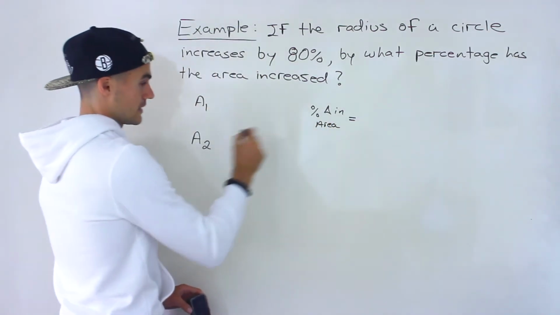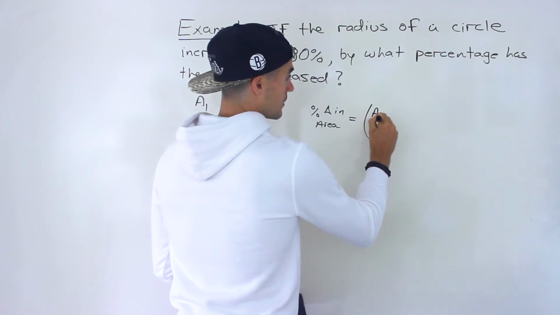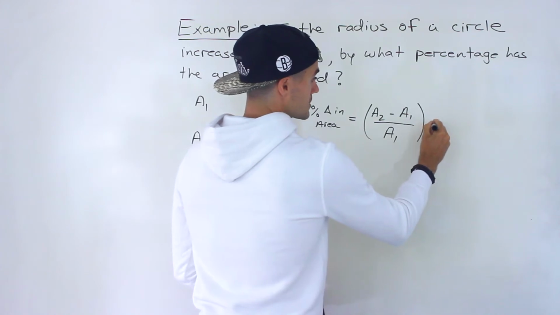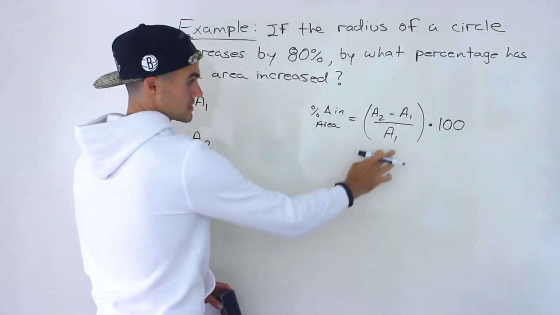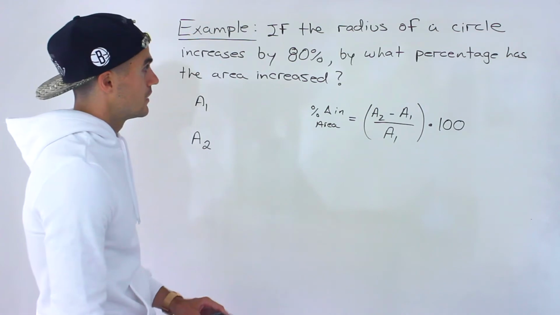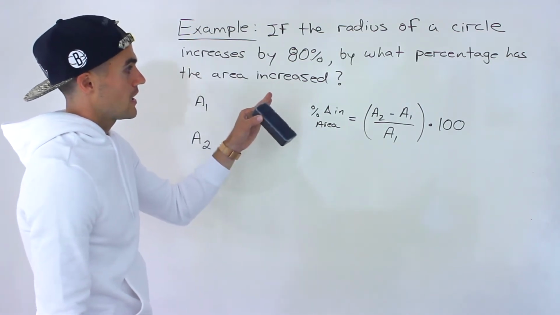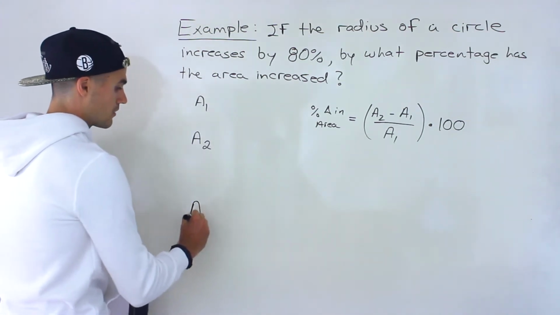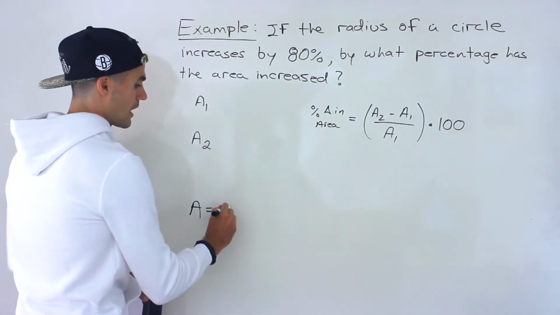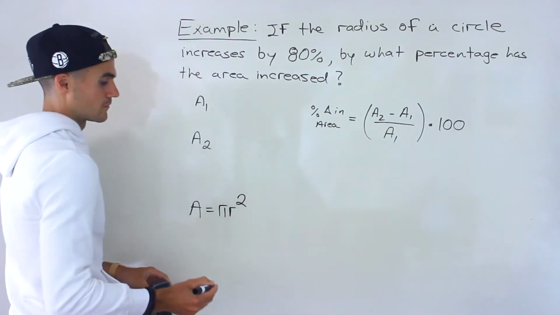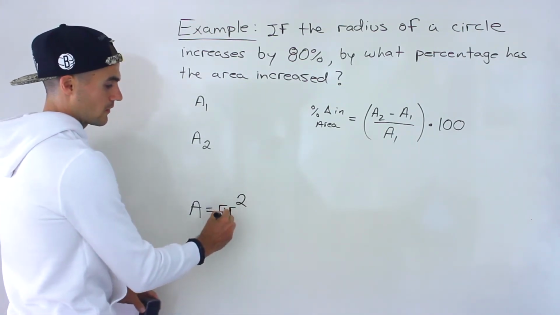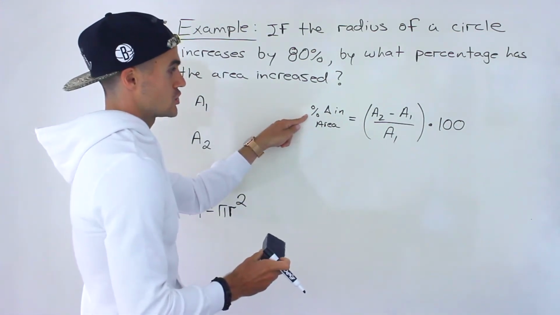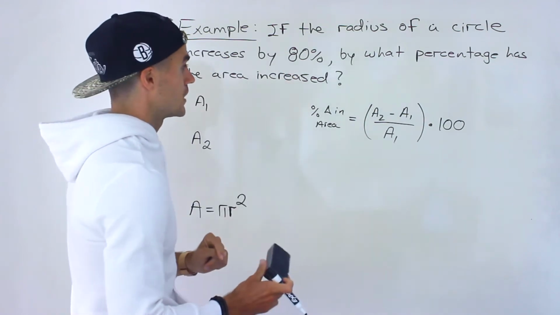which is going to be what? It's going to be the new area minus the old area, all over the old area. Then we're going to multiply this by 100. This is going to give us a decimal, right? Just because the radius is increasing by 80%, it doesn't mean that the area is going to increase by that much. Because if you remember, the area of a circle is pi r squared. Because you're squaring that radius, there's going to be a difference in the percentage change in the area versus the percentage change in the radius.